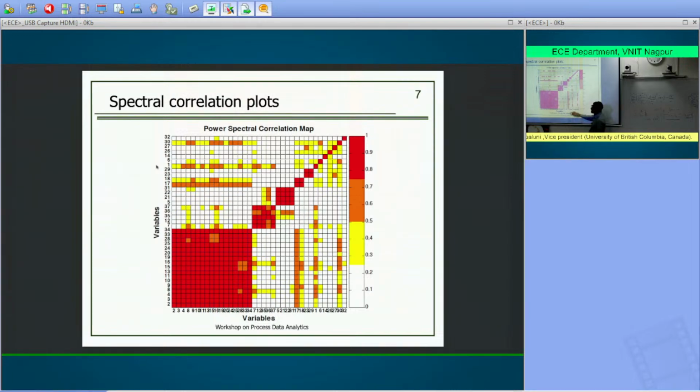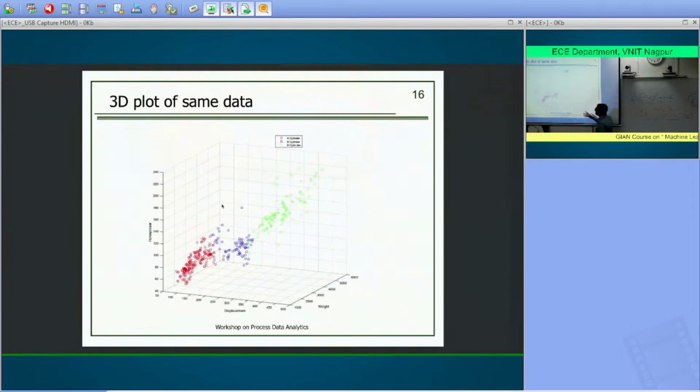3D plot of same data. That's also very helpful often. In the next lecture, we're going to talk about principal component analysis. If you have highly correlated data, you will find that these data fall on a hyperplane within the three-dimensional space.